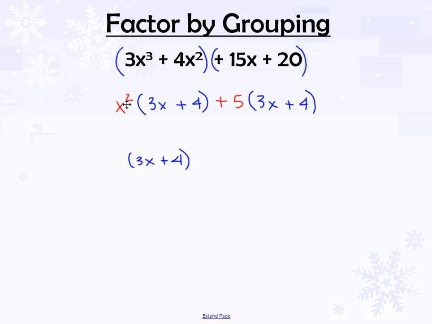Then I'm going to collect everything that was left over, so I had an x squared plus 5, so that's my next one. I'm going to look at my quadratic and see if it can factor further. X squared plus 5 is not a difference of perfect squares, so I'm going to leave it alone. This is my final answer. This is fully factored. 3x plus 4 times x plus 5.